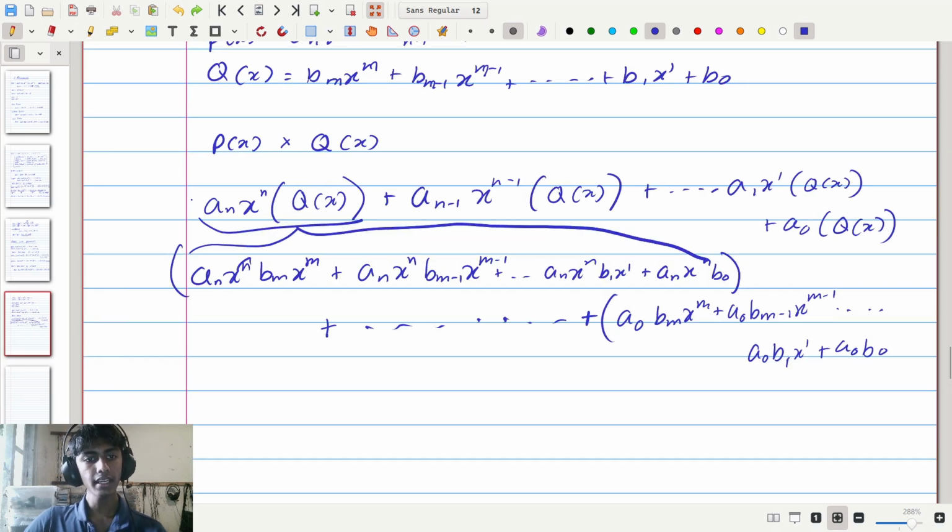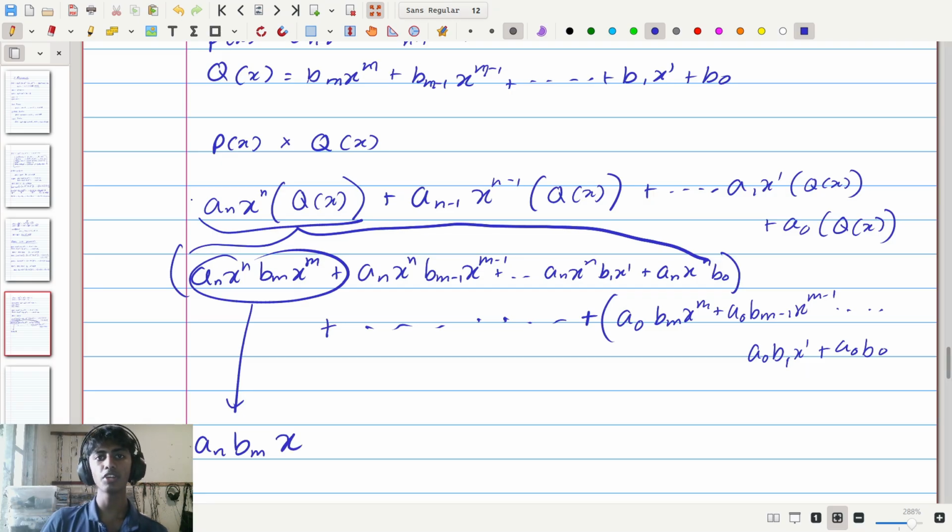Here, n is the highest power or the order of p(x). m is the highest power or the order of q(x). So here we have x to the order of p(x) times x to the order of q(x). If I simplify this using our known algebraic laws, we can get that this is equal to a sub n times b sub n times x to the power of n times x to the power of m, which is equal to x to the power of n plus m.